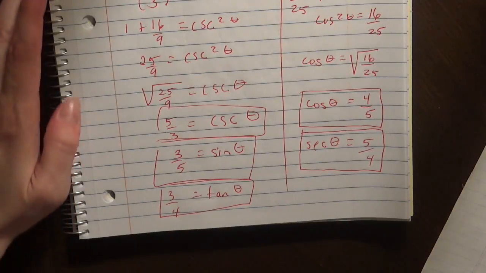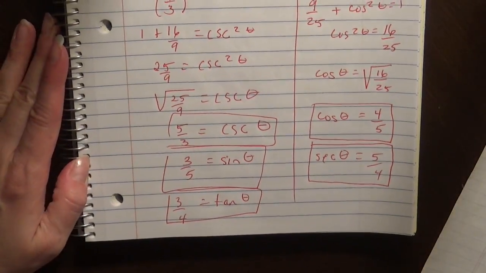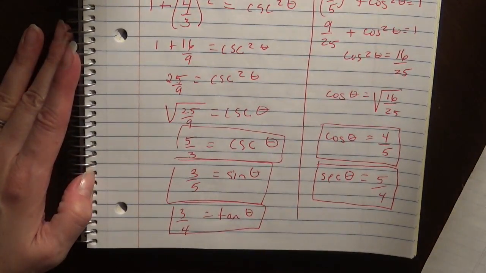So you can do it the way you did before with the reference angles and the Pythagorean theorem, or you can use these identities to do it this way, whichever way you prefer. So it's just another way to get to the same result.